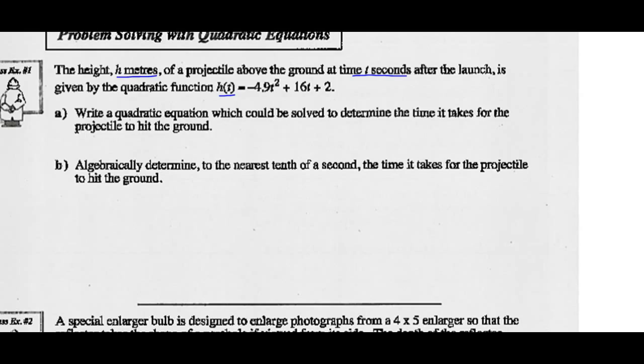So a quadratic equation doesn't have two variables. This quadratic function has h and t in it. What is the height when the projectile hits the ground? Well, that height is 0. So a height of 0 should equal negative 4.9t squared plus 16t plus 2.